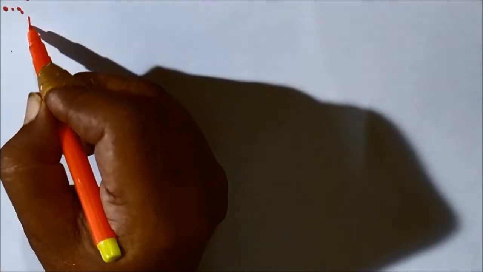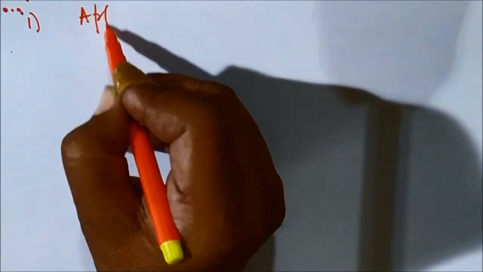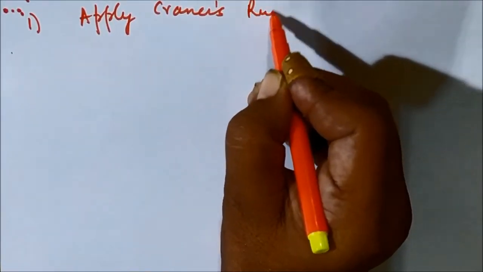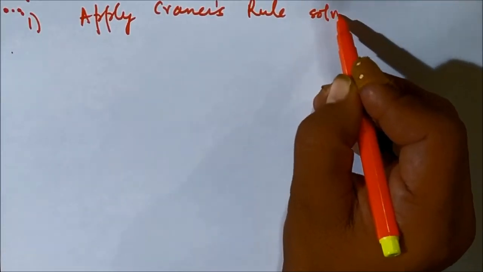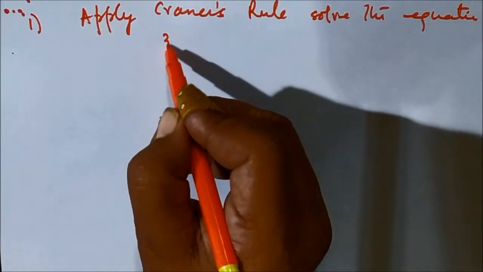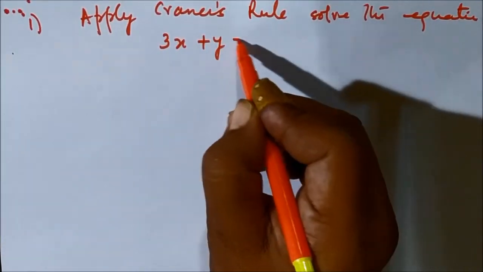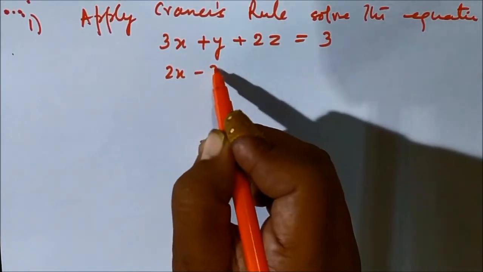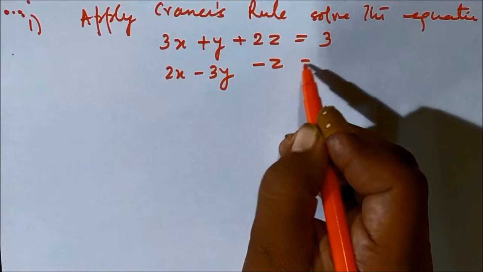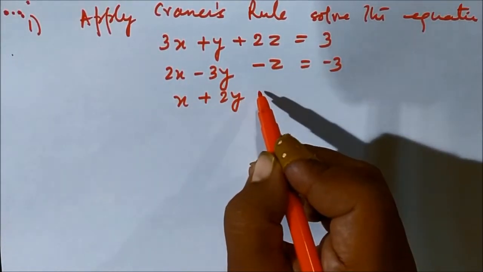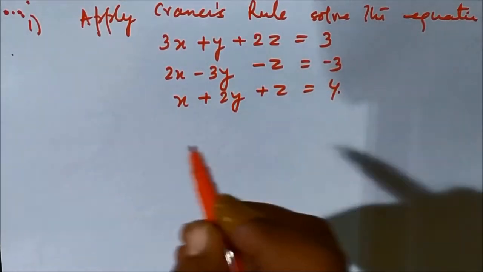Now I solve one Cramer's rule problem. Problem 1. Apply Cramer's rule. Solve the equations: 3x + y + 2z = 3, 2x - 3y - z = -3, x + 2y + z = 4.